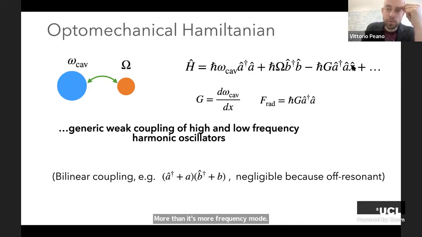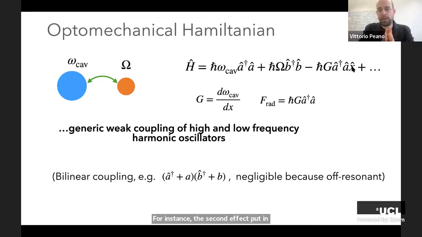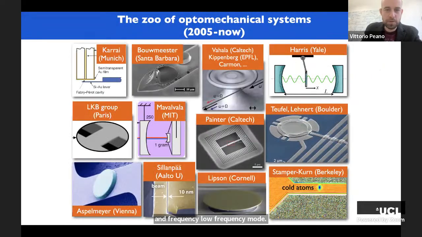Of course, maybe I can do some extra work and make sure that this coupling is zero. For instance, this happens if I put a membrane in the middle of a Fabry-Perot cavity, and then I will have a different dependence of the optomechanical coupling. But this is really the most general and natural kind of coupling between a high frequency and a low frequency mode. And so it should not be surprising that optomechanical systems look very different from one another. There is really a huge zoo of optomechanical systems.